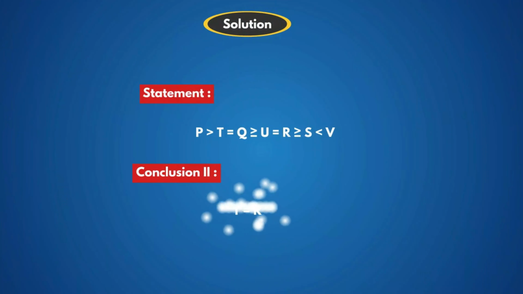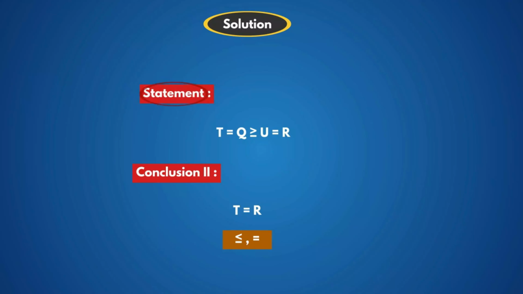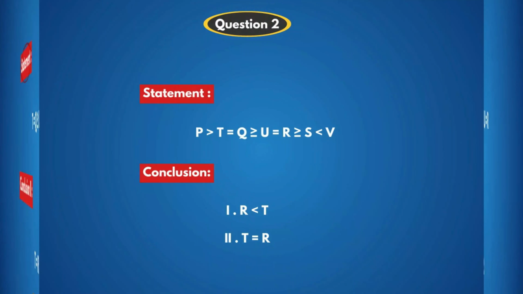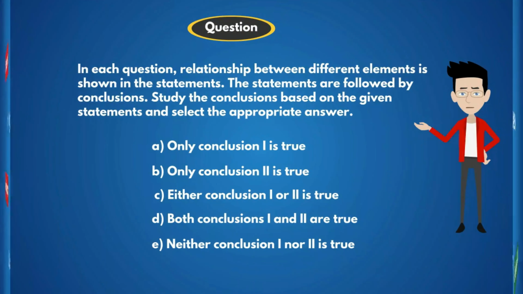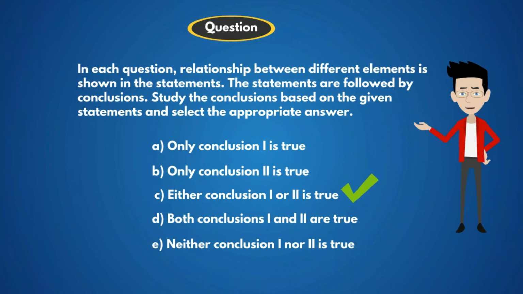Conclusion 2: T = R. Here in the statement, from T to R, we have two symbols, greater than or equal to and equal to. If we get such combinations in the statement, then the related conclusions may be true or false. So here, we can combine conclusion 1 and conclusion 2. We get that either conclusion 1 or conclusion 2 is true. So the answer is C. Either conclusion 1 or 2 is true.